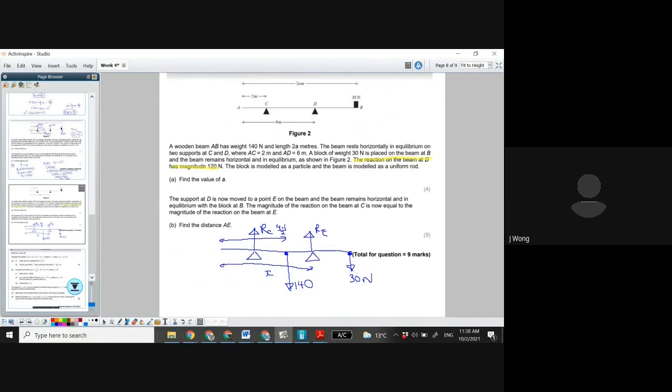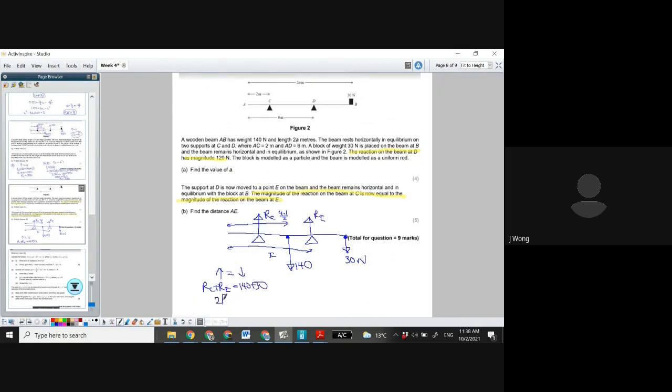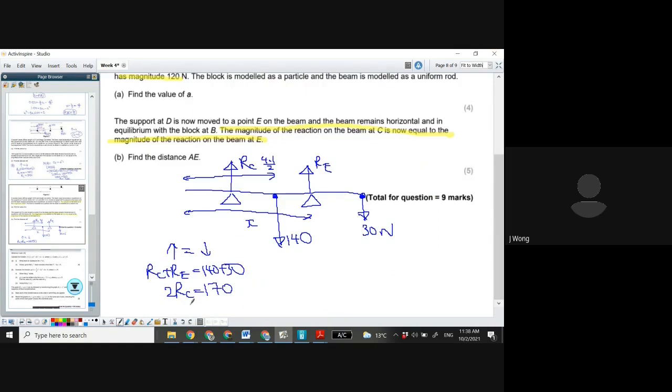But fortunately, because they tell us the relationship between the reaction forces, I will straight away just go and find the forces first by simply doing up equals down. So you have RC plus RE equals 140 plus 30. And since they're the same, you have 2RC equals 170, which means RC, or the reaction force at either support, will be 85 newtons.